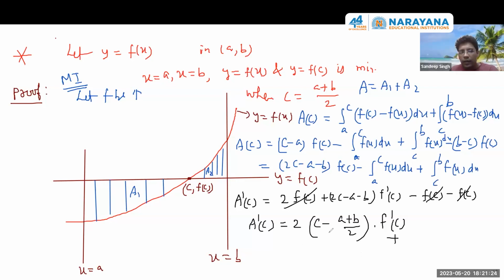Where will the critical point of c lie? At a plus b by 2. So if I mark the sign scheme of c equal to a plus b by 2, if I take c greater than this it will be plus, and less than this minus. So if the first derivative changes from negative to positive, it is a point of minima.